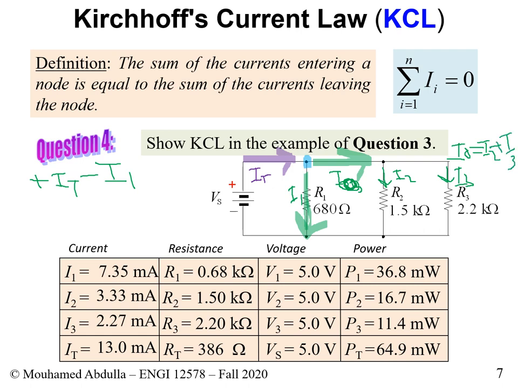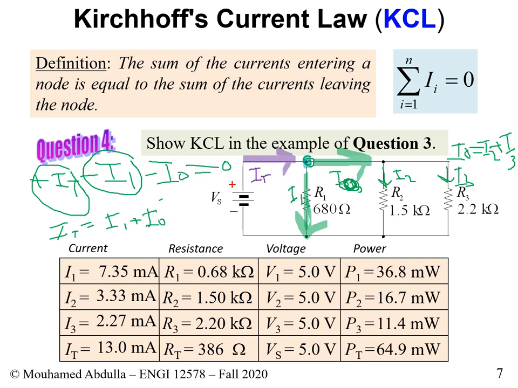Okay. So we have this node, I total goes into the node, so we write plus I total. I1 leaves the node, so we write minus I1, and I naught leaves the node, so we also write minus I naught. And this equals zero. This is really the definition of KCL. So in this case, we could just rearrange the terms. We could simply write that I total is equal to I1 plus I naught. And this is what we have through KCL.